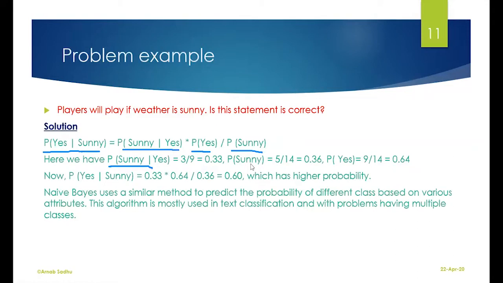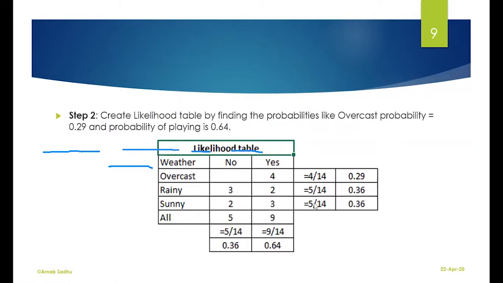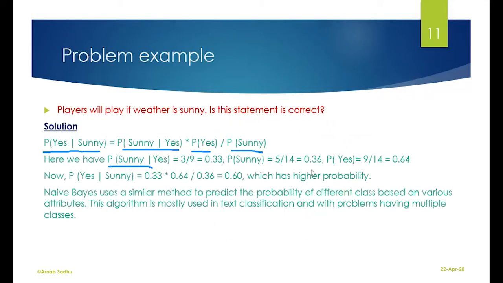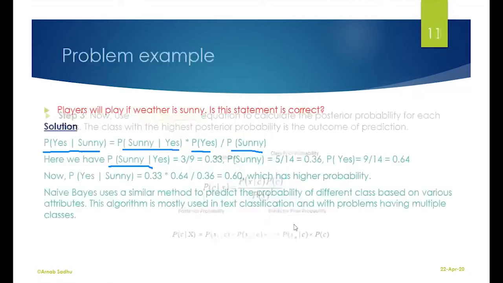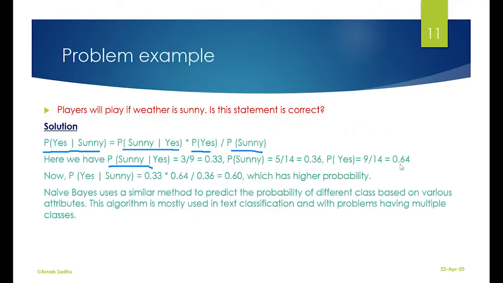Probability of sunny weather is 5 by 14. Probability of yes is 9 by 14, equal to 0.64. So now the probability of the play result being yes given that the weather is sunny is 0.33 into 0.64, divided by the probability of being sunny, 0.36, which is eventually 0.6.